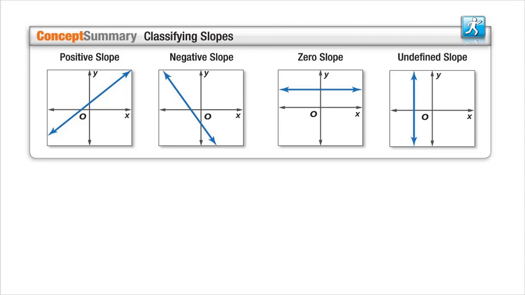Okay, classifying slopes. I look at this as like a ski slope. I don't like skiing. I didn't grow up skiing. But I look at it as like going up a mountain, coming down a mountain, or skiing, because I know a lot of us in the Bay Area here, we go skiing.